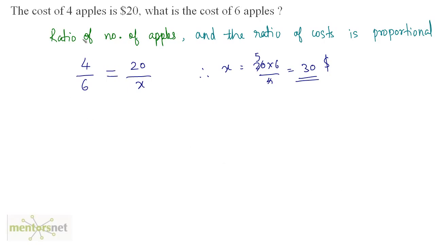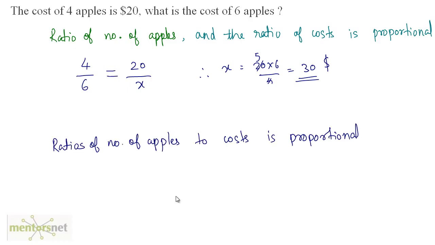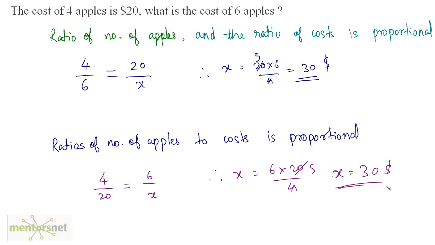I can also say that the ratio of the number of apples to cost is proportionate to the ratio of another number of apples to their cost. So we have one ratio of the number of apples to cost, which is 4 by 20. It is proportionate to another ratio of the number of apples to cost, so 6 by, let's say, x. Therefore, x is equal to 6 times 20 by 4. So again, x is equal to $30. So this is how you solve questions related to proportion.